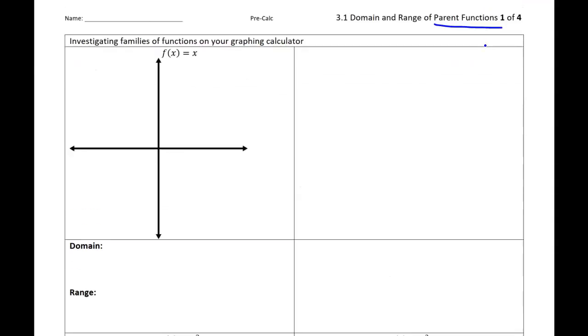So the ideas here are not that hard. In fact, you already are familiar with them: domain and range. Domain is just the x values of a function, and then range is the y values, of course, right? So you're familiar with this from Algebra 2.